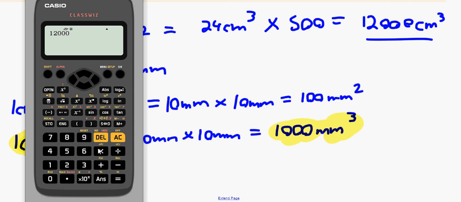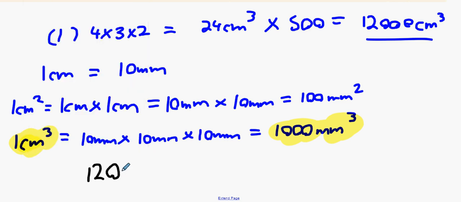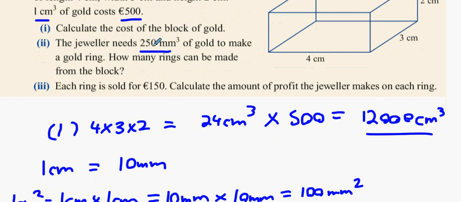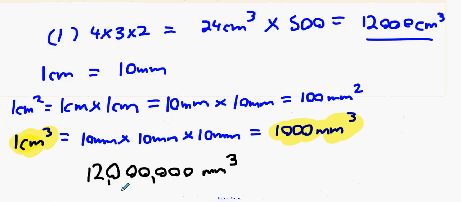I never trust myself to do these on my own, so I'll see how many we have. 6, lads, 6 zeros. Only 7? Probably. No. That's how many millimeters cubed of gold we have. Now, how much is it to make one ring? 250. So divide this by 250, and that's how many rings we can make.